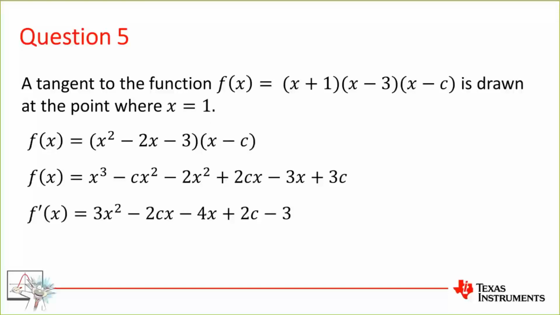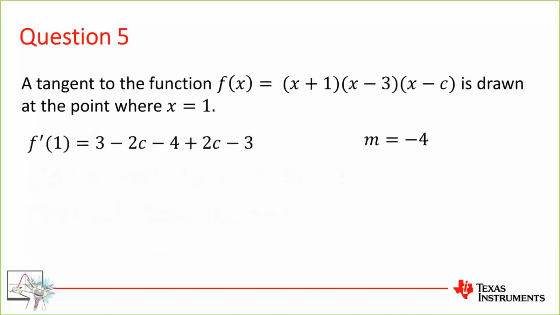And I need to know what is the derivative when x equals 1. So I could substitute 1 and I get that, which simplifies a little bit to give me m equals negative 4. We see that the minus 2c and the plus 2c, interestingly, cancel out. So now I know the gradient of my tangent. I can write it in this form, what we call the translational form of a straight line, y equals m bracket x minus h plus k, or our k value is just f of x.